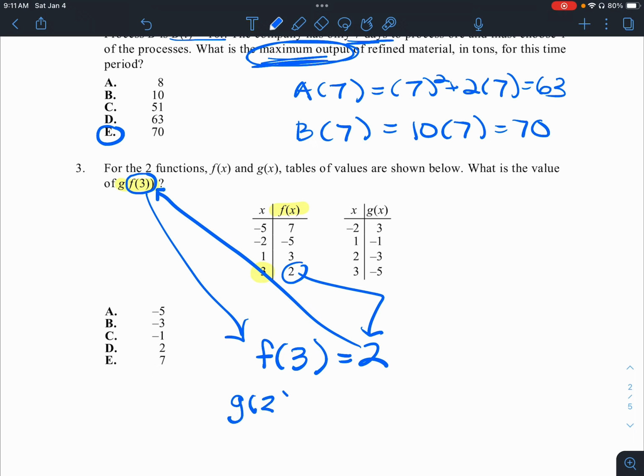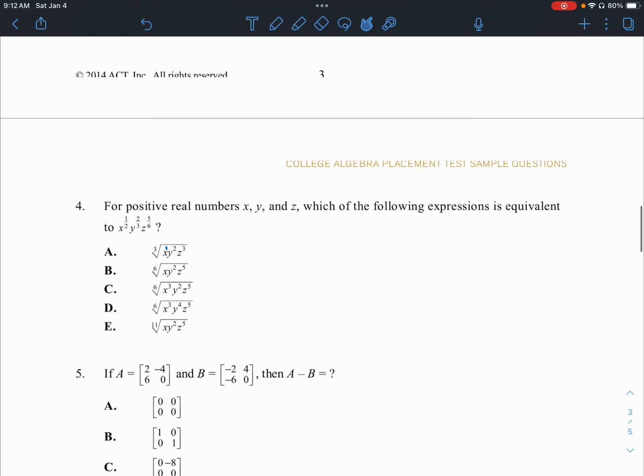Okay, so let's substitute a 2 where the f of 3 was, and that creates g of 2. So now we want to plug a 2 into function g, and what are we getting back out? Looks like we're getting a -3 back out. The answer to this one would be letter B, -3.